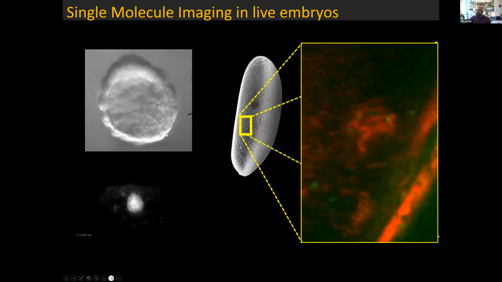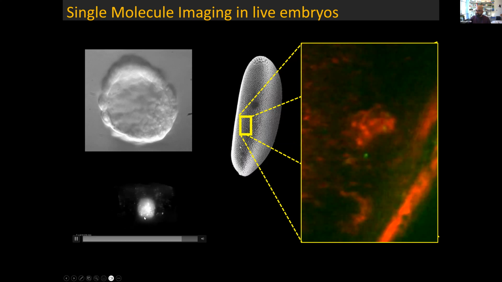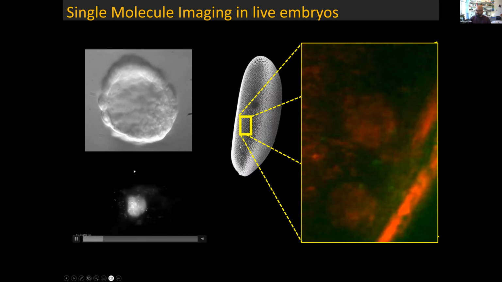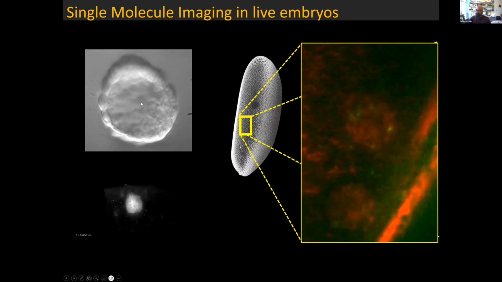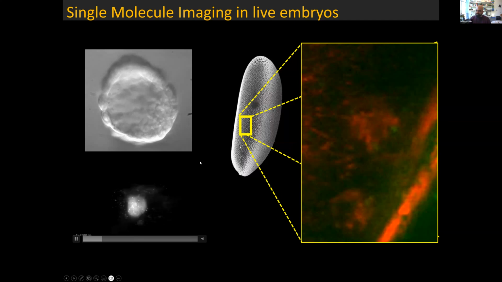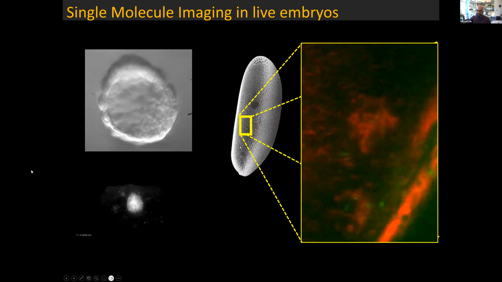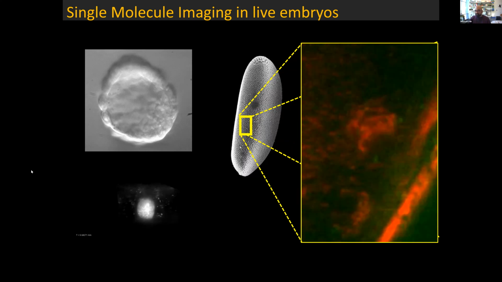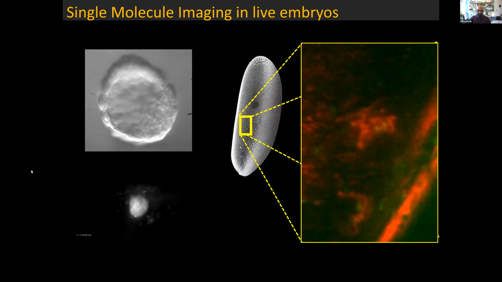And then we can do similar experiments in all sorts of embryos. Here's an example of a mouse embryo where we're looking at a protein called CTCF inside of a very early stage mouse blastocyst. These types of movies, to me, are still mind-blowing, that we can look at single molecules inside of a living animal embryo. But I think what's much more interesting is what we can do with this type of data.